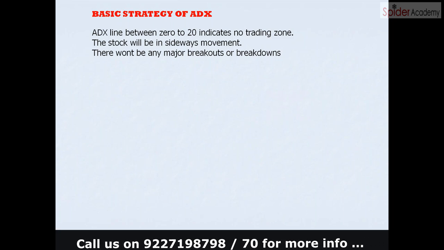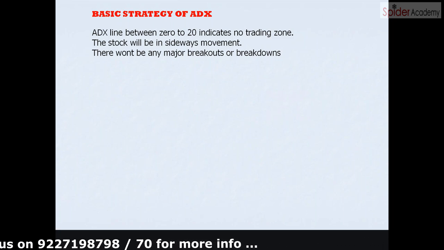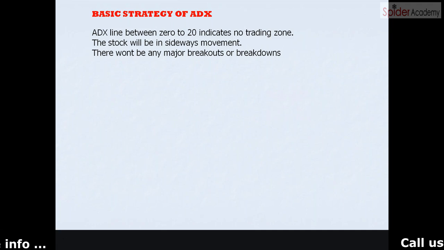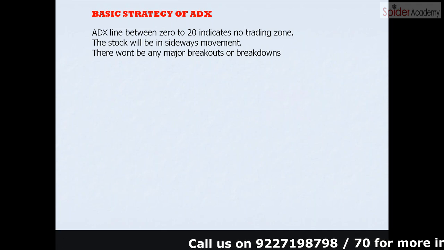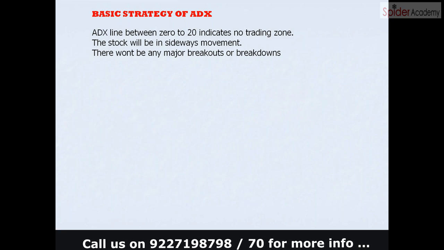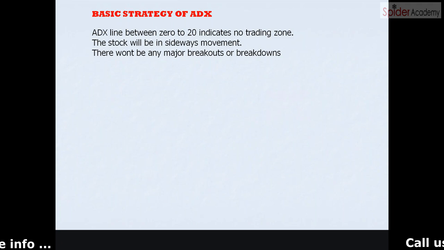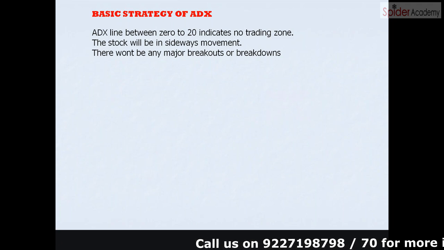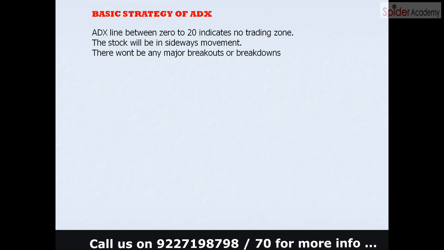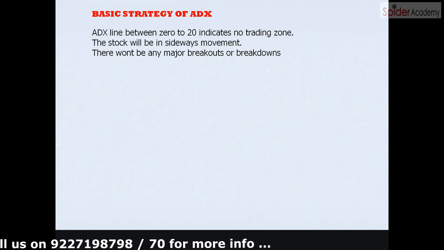Now, some things to keep in mind about this basic strategy. The ADX line between 0 to 20 indicates a no trading zone. So even if the red line crosses the green line or the green line crosses the red line, the trigger should be taken only when the trend comes above 20. Until the ADX line crosses 20, the stock will be in sideways movement. There won't be any major breakout or breakdown.